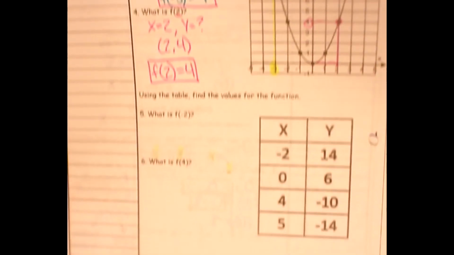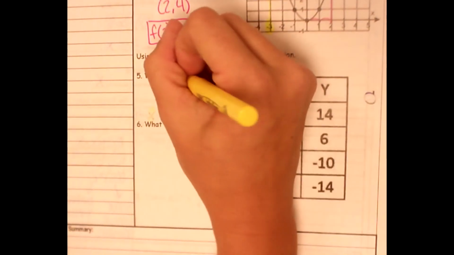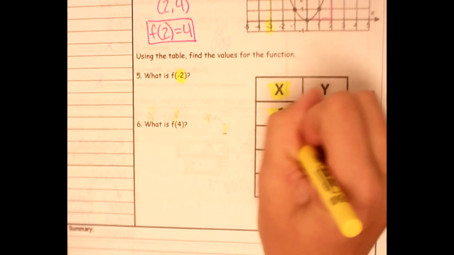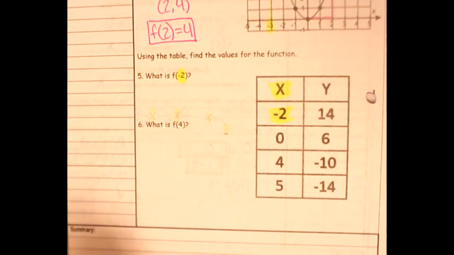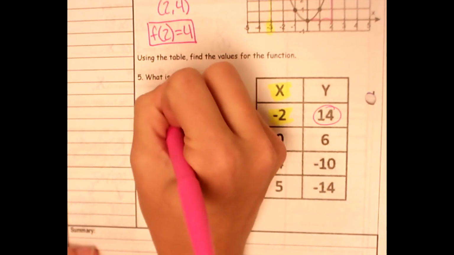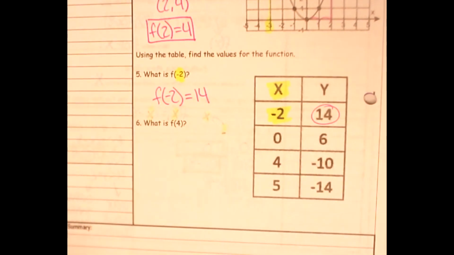And then on the bottom, one of the other ways is a table. So it says, what is f of negative 2? Well, this is an x. So you're looking at the x's. When x is negative 2, our y is equal to 14. So f of negative 2 is 14.